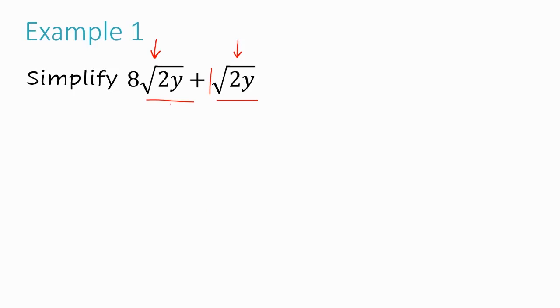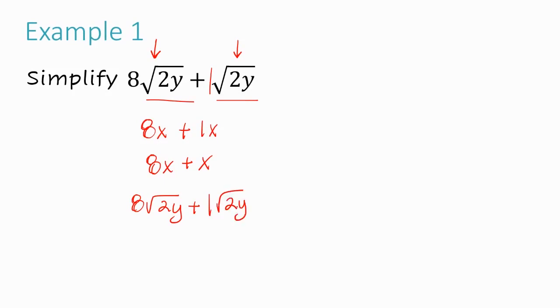So now this is just like adding anything with variables. It's like combining like terms, okay? This is like saying I have the problem 8x and I wanna add 1x to it. Or that could also look like 8x plus x, okay? But the thing is, I'm not dealing with x's. I'm dealing with the square root of 2y's, okay? So really my problem is 8 square root 2y plus 1 square root 2y. So now I'm going to combine these terms. And I have my 8 plus my 1, and that gives me 9 square root 2y. So the answer to example number 1 is 9 square root 2y.